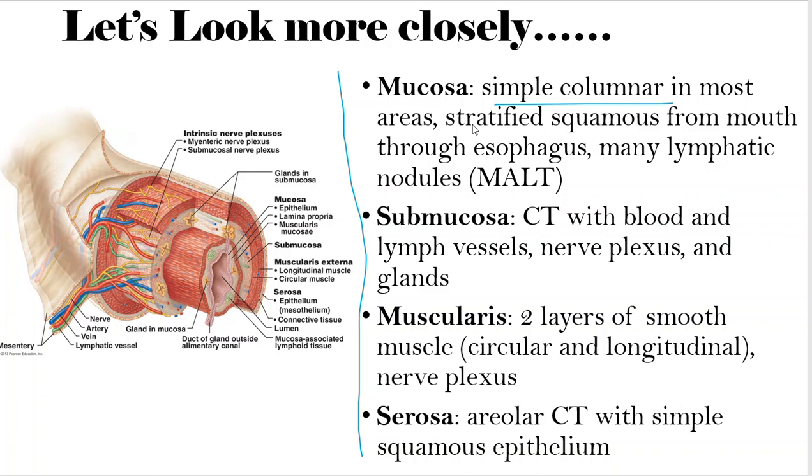Simple columnar, most areas stratified squamous from the mouth to the esophagus. There's a lot of lymphatic nodes. We talked about this when we did the immune system. These are called mucosa-associated lymph tissue, or MALT, because we're taking things in from the outside of our body. Very real potential that bad guys are going to get in. So we have a lot of lymphoid tissue that stands guard to make sure those bad guys do not get on the inside of our body where they can cause trouble.